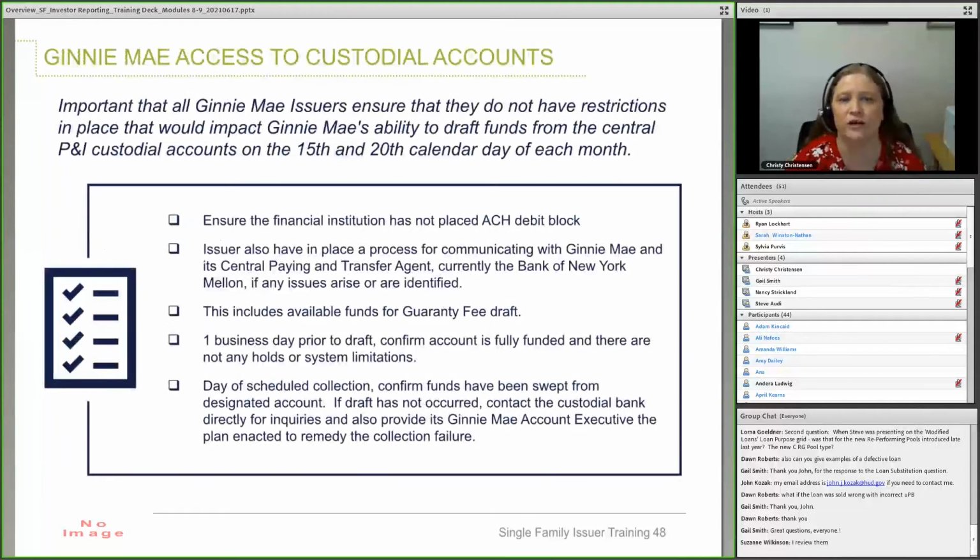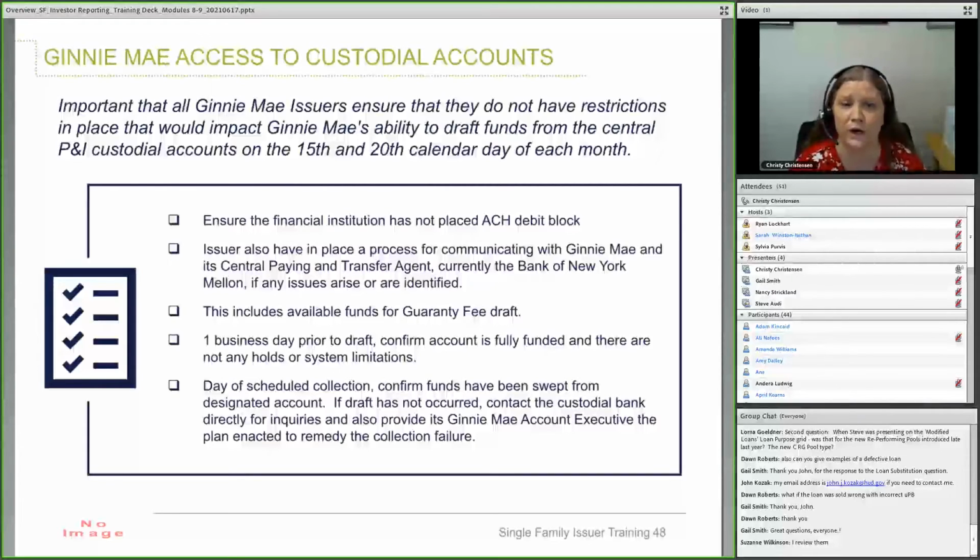It is very important that all Ginnie Mae issuers ensure they do not have any restrictions in place that would impact Ginnie Mae's ability to draft funds from the central P&I custodial account on draft days. Please ensure that the bank has not placed any ACH debit blocks. Also, issuers should have a procedure in place for communicating with Ginnie Mae and the Bank of New York Mellon, its central paying and transfer agent, or CPTA, if any problems arise. This includes available funds for guarantee fee drafts.